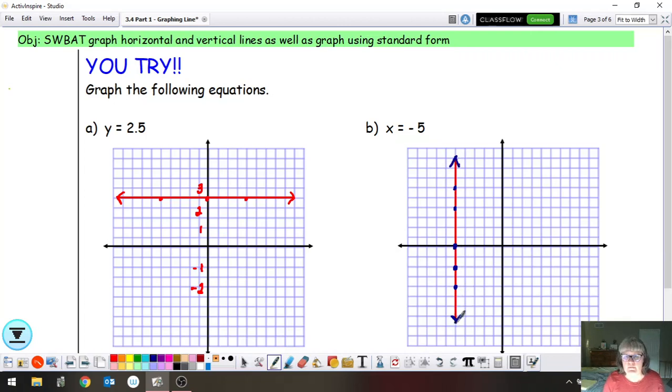And put arrows on, and we have our vertical line x equals -5.